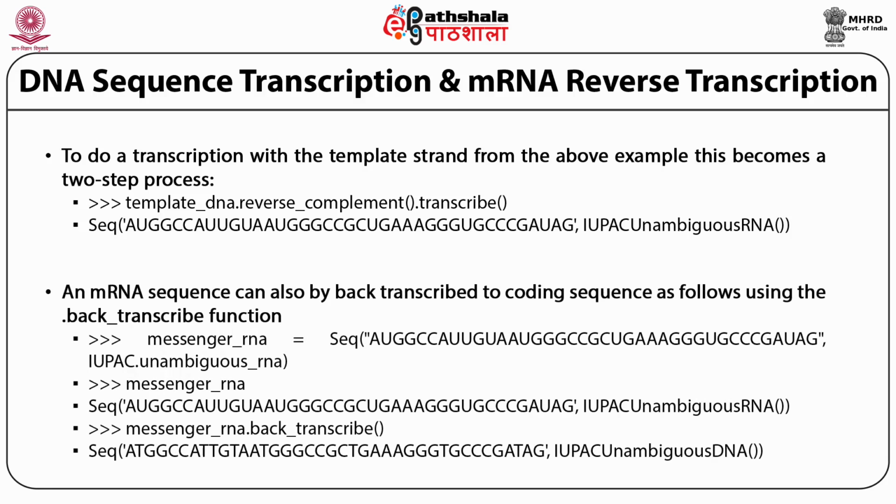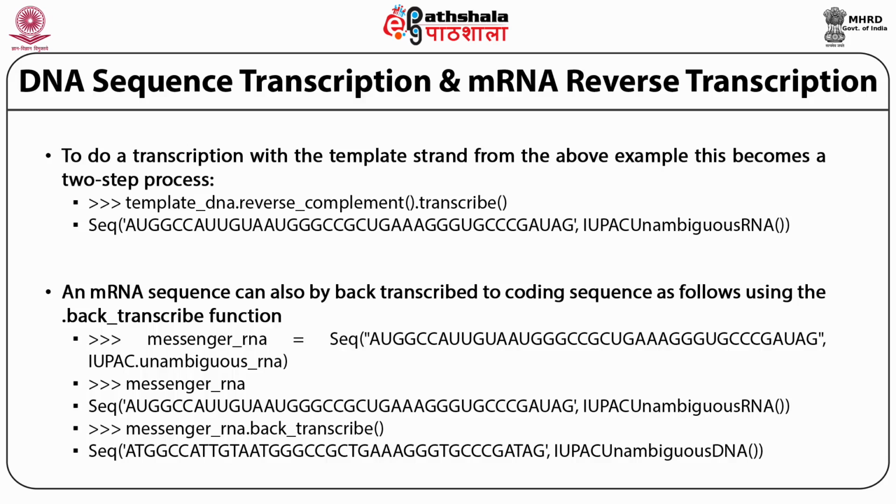Similarly, an mRNA sequence can also be back transcribed to coding sequence by using the .back_transcribe function. messenger_RNA is the name that I keep. I am creating a new sequence object called messenger_RNA, which is going to contain the sequence object after the manipulation that I want to do. So, messenger_RNA is equal to Seq, and then you have the actual RNA sequence with IUPAC unambiguous RNA as the alphabet information. So, that could be displayed. We have the sequence object of the messenger RNA now.